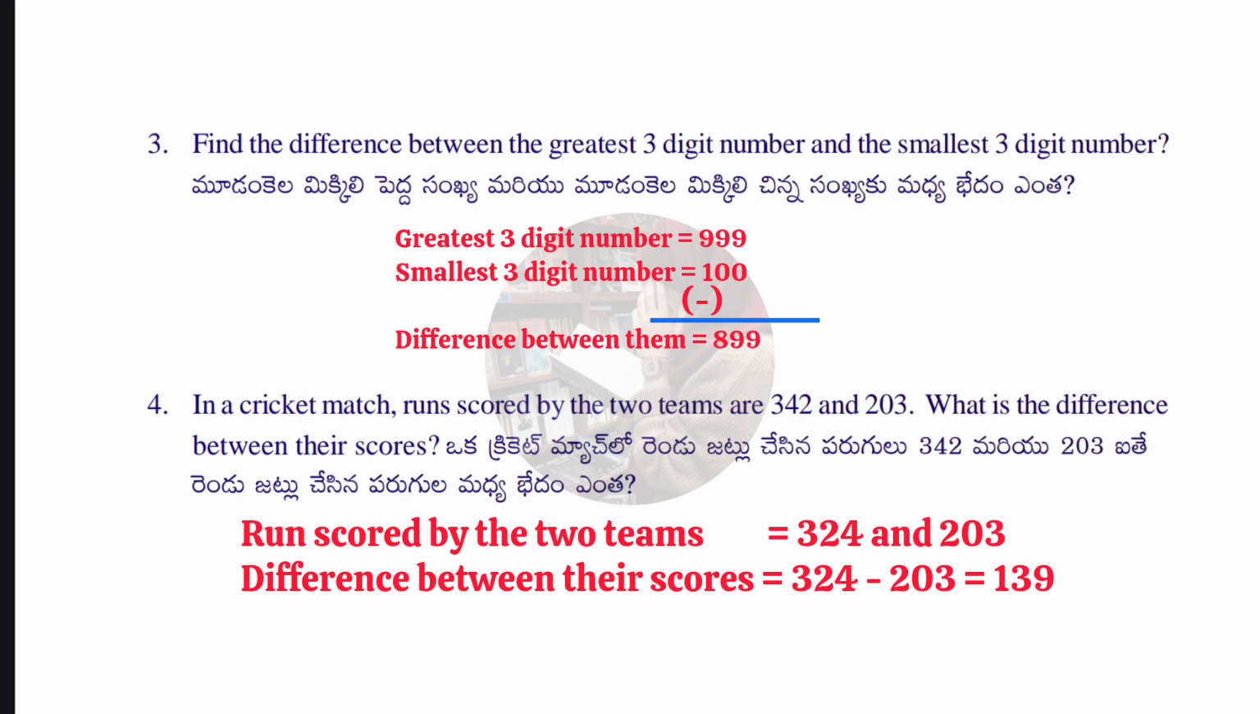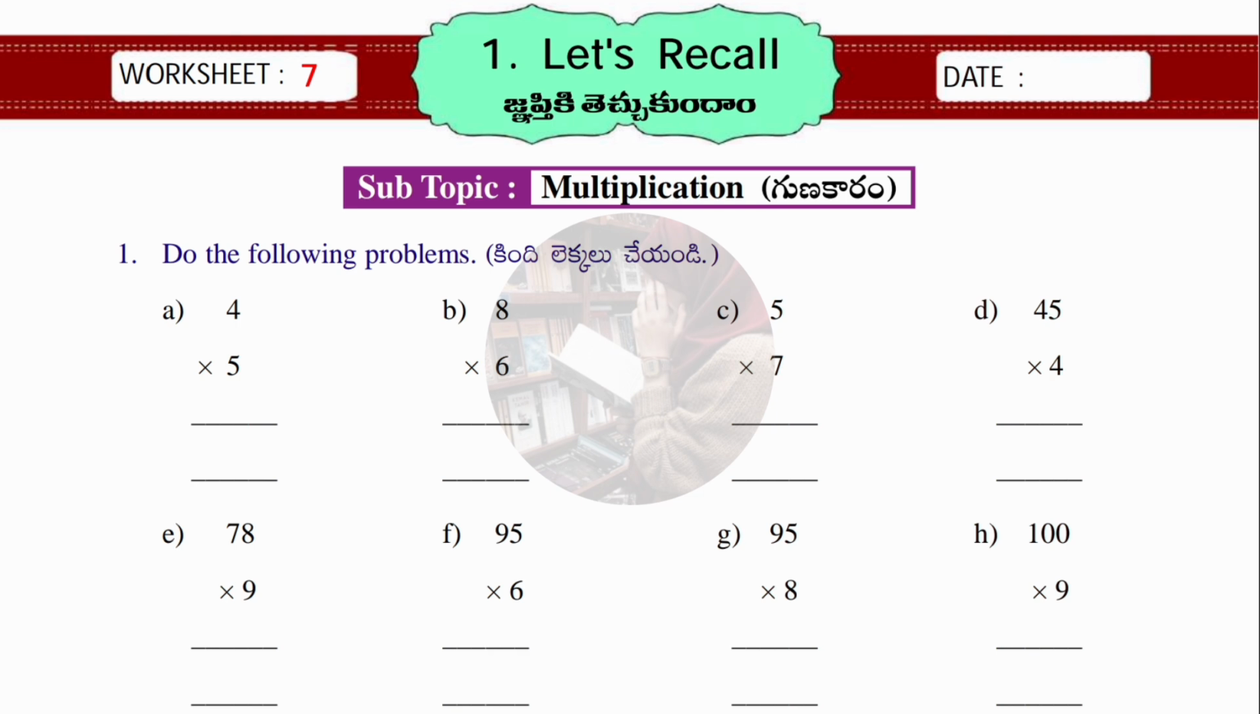So 139 is your answer, guys. Okay, have you understood? Now we'll move to the next worksheet, that is worksheet number 7. Here the subtopic is multiplication. We have to do the multiplication for the given numbers. Do the following problems. First one is 4 multiplied by 5, 4 5s 20. Second one, 8 multiplied by 6, 8 6s 48. Third one, 5 multiplied by 7, 5 7s 35.